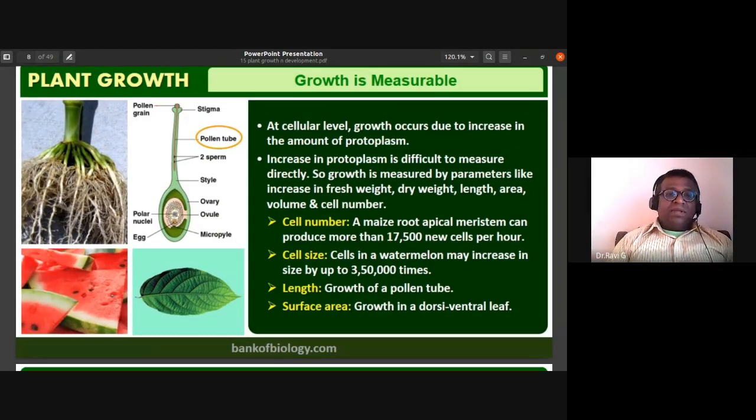For cell number, the root apical meristem of maize produces 17,500 new cells within an hour. For increase in cell size, the cells in a watermelon may increase in size by up to 350,000 times. For the increase in length, the growth of pollen tube is an example. For increase in surface area, growth in a dorsiventral leaf, from a small leaf, is an example.